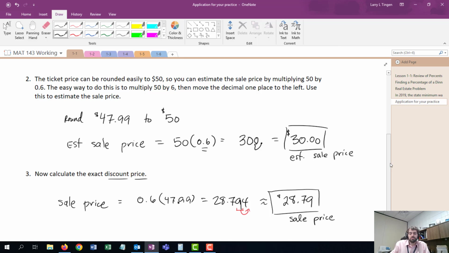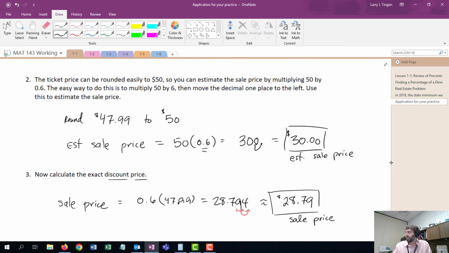Is it a good estimate? Yeah, that's a decent estimate. And if you're doing estimates, it's always nice to overestimate what you're going to pay, so that you don't get surprised when you get to the end, right? If I had rounded $47.99 to $45, I would have had a different estimated price. That estimated price would have been an underestimate, which is worse for us. We don't like to see that in our budgets.